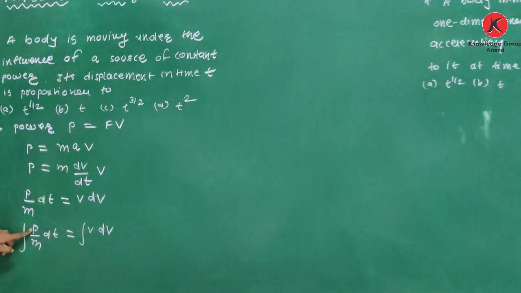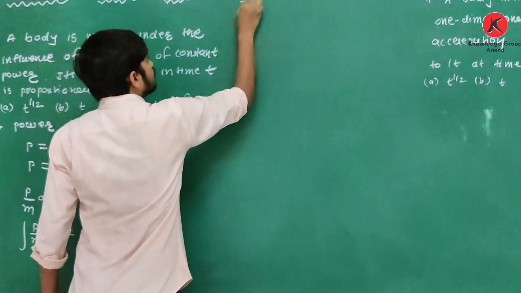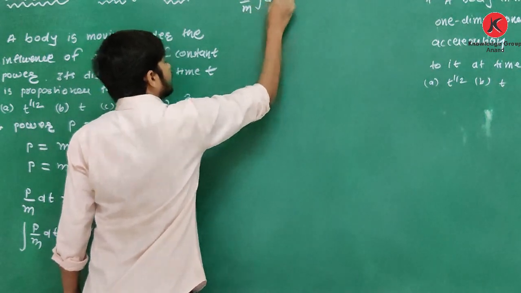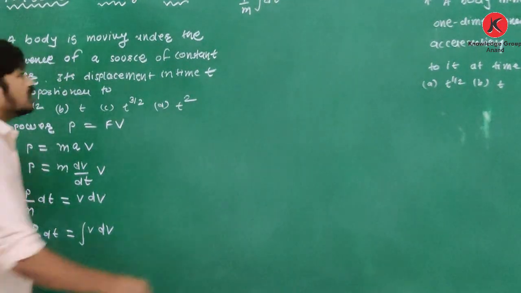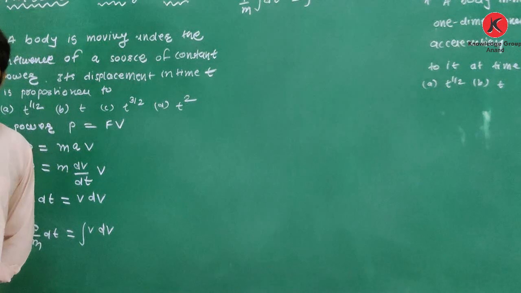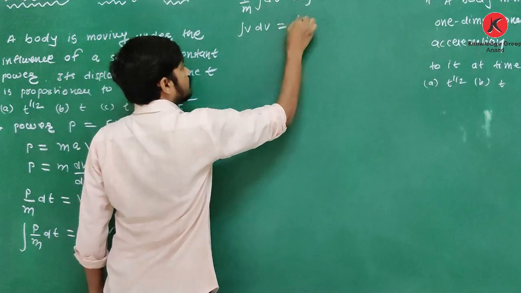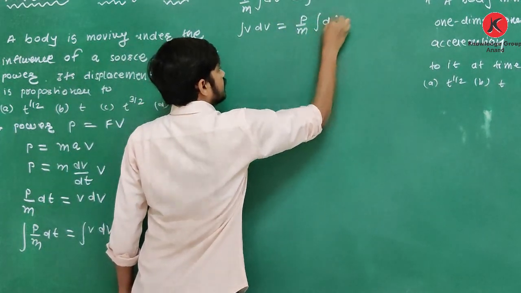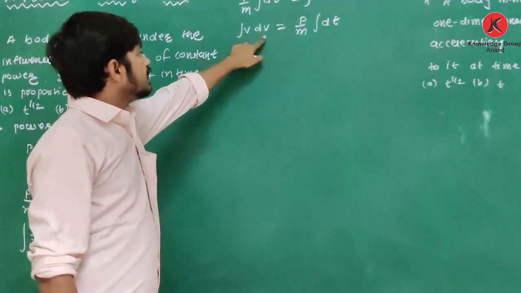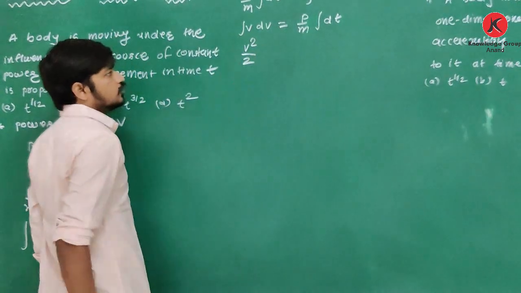You are given a source of constant power, which means power is constant. Mass is always constant. So P upon m is constant, so it is out of the integration. Here it is only integration of dt. Is equal to integration of V dV. Any doubt? Okay, I can also write it this way: integration of V dV is equal to P upon m integration of dt. Now the integration of V dV with respect to V, you know the equation, is V square by 2.